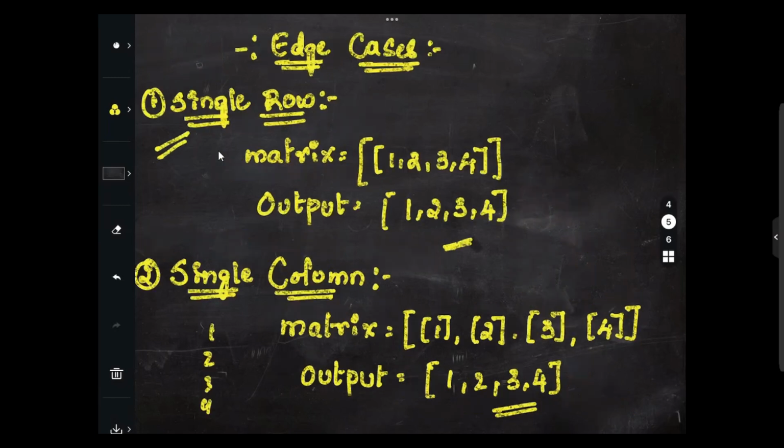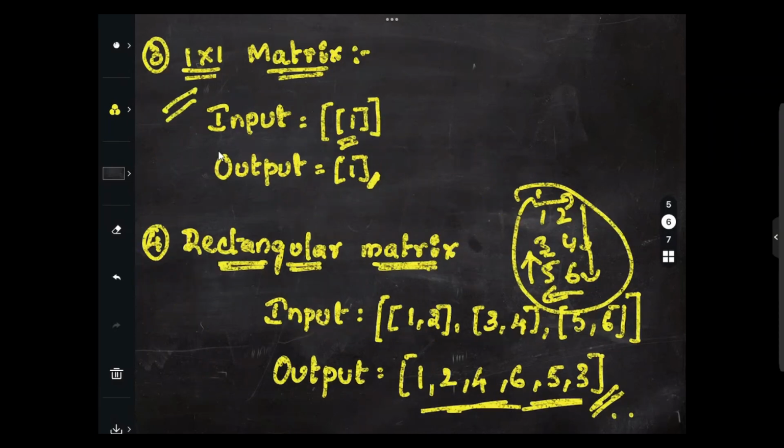So the first edge case that we went with here is single row. The second edge case is single column. The third edge case is 1 into 1 matrix. The fourth edge case is rectangular matrix. I hope all the edge cases are completely clear. So this is the approach, and these are the edge cases that we need to keep in mind.